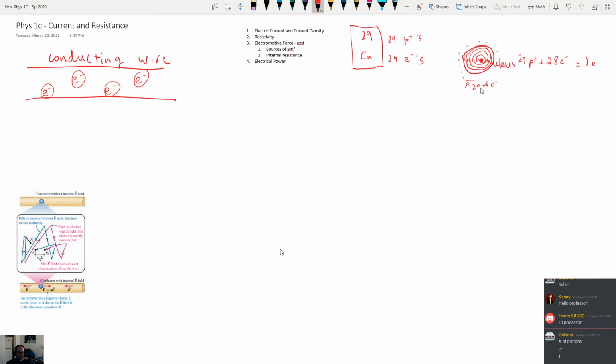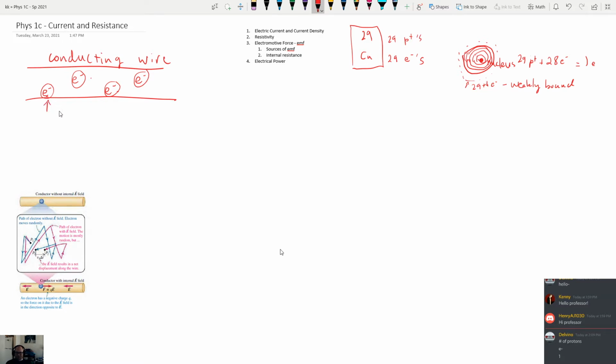Like, the nucleus is positive, the electrons are negative, right? So electrons are naturally attracted to the nucleus. But the outermost electron is very, very weakly bound. And within a conductor, that's what these electrons that I'm drawing here are. Just the weakly bound outermost electron. And it's so weakly bound that it doesn't really need to stick with its atom. It can basically flow freely throughout the conducting wire.